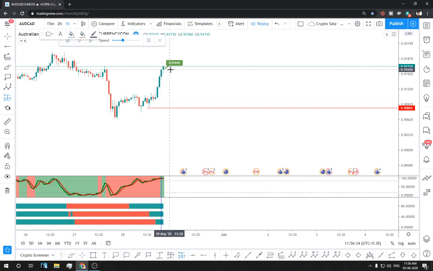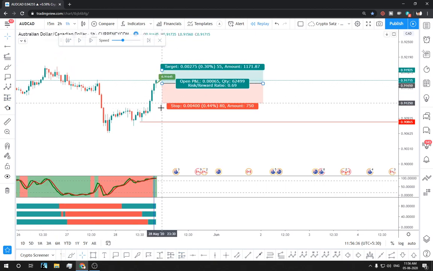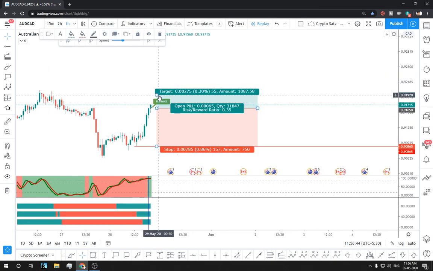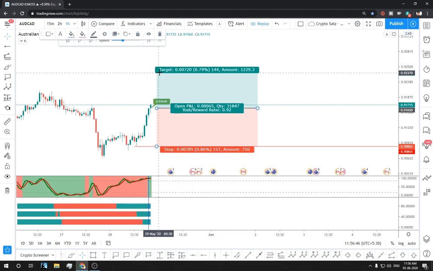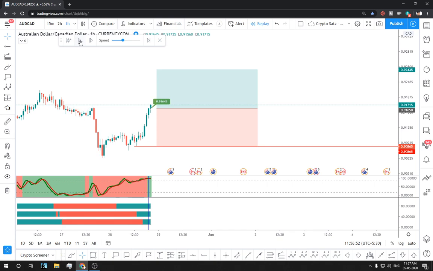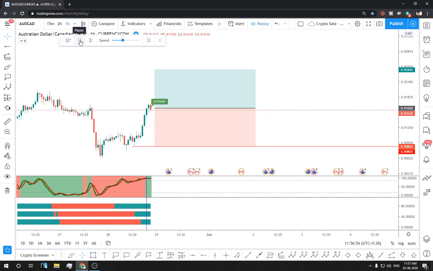For example, I'm long over here. My stop loss is somewhere here, perfect, 0.86, and my target would be 1:1. I will take 0.86. So that's a good 125 pip trade. Let's make it play and see how it works.